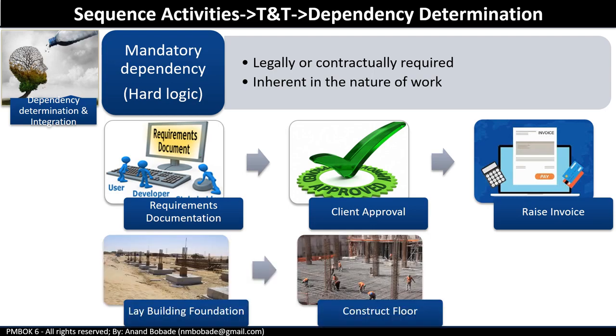Another example, some activities have an inherent relationship. In this case, you lay a building foundation and then you start constructing a floor. So unless and until foundation is done, you cannot start with the next activity. So both are mandatory dependencies.